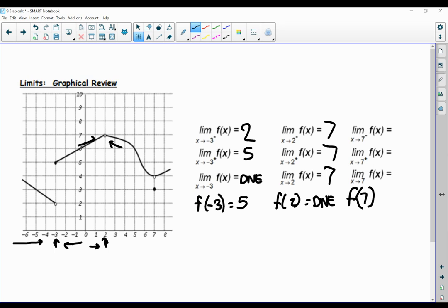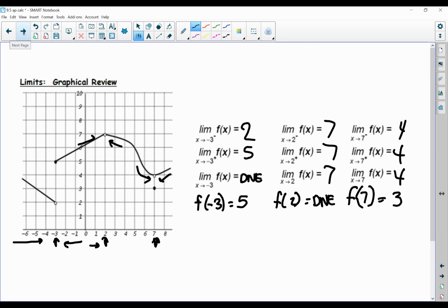Okay, now 7. Here's where I'm headed on the x-axis. Following from the left, I'm heading towards a height of 4. From the right, I'm heading towards a height of 4, which means the limit is 4. But the actual value at 7 is 3. So the limit and the actual value, the intended value and the actual value, are different there.